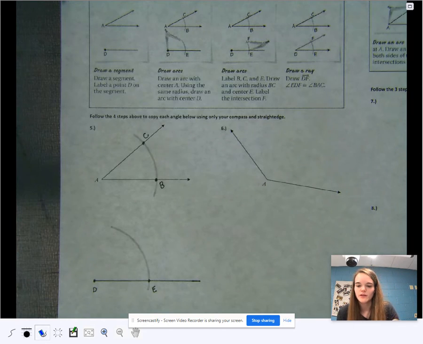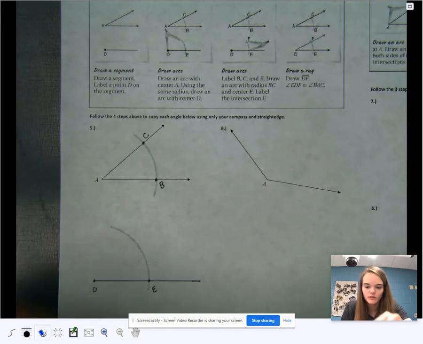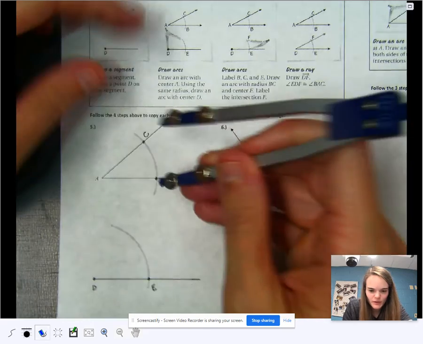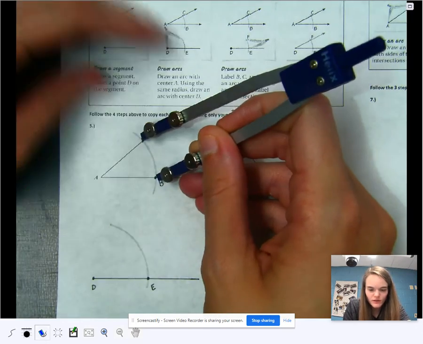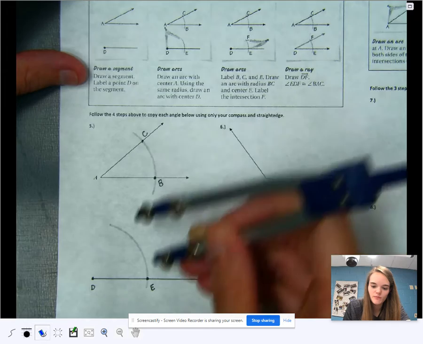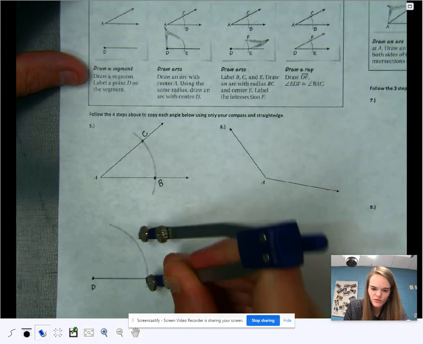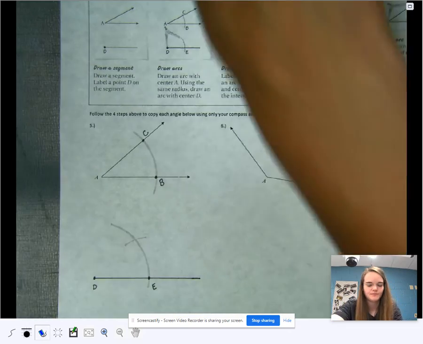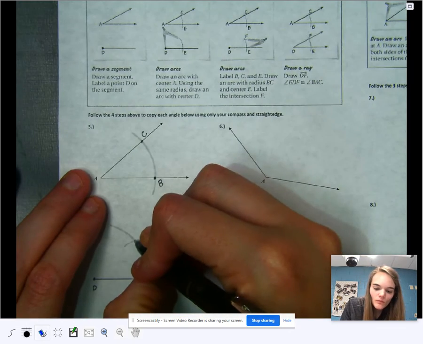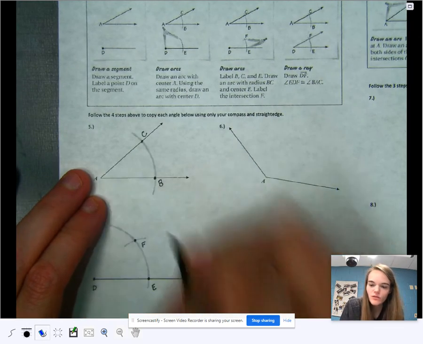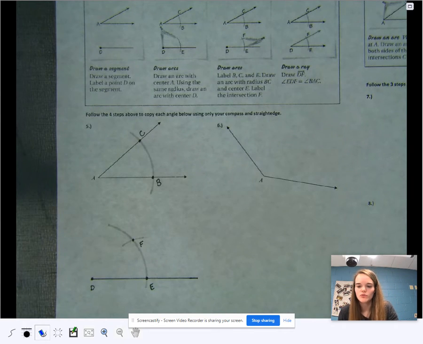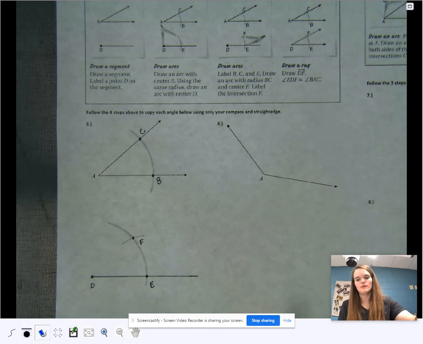Draw an arc with radius BC. Okay, let's measure B to C. Pick that up. Go to E. Label that intersection when we make it F. F. Step 4. Draw ray DF.